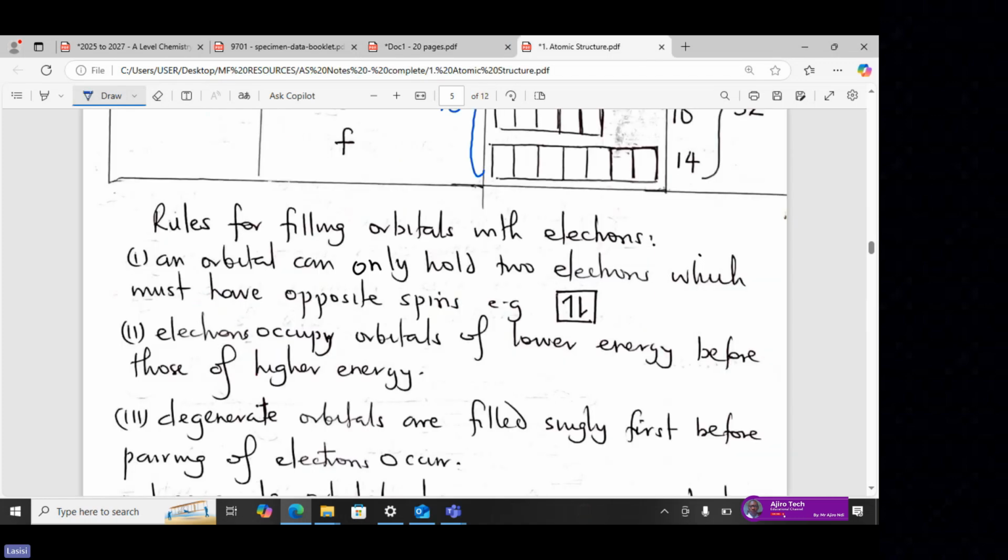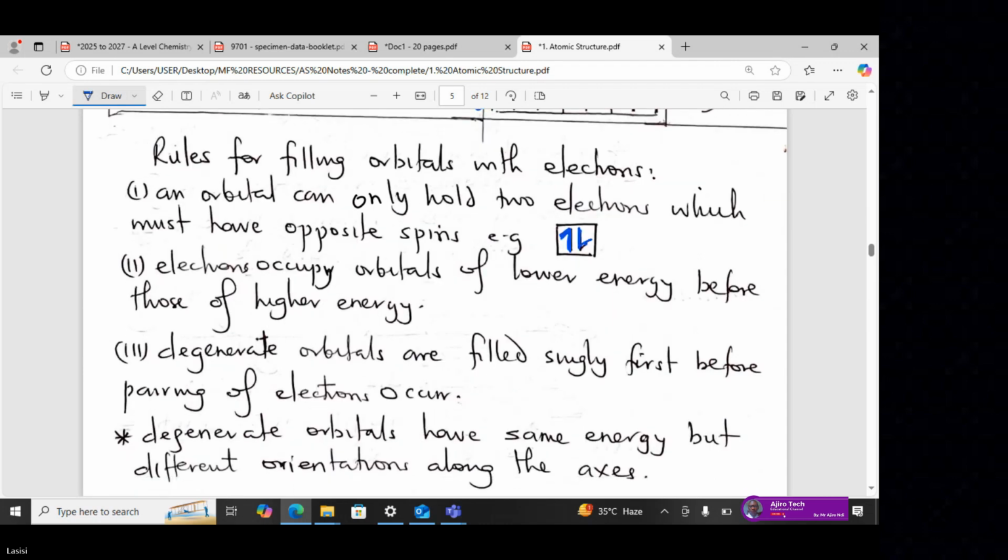I think it's in the note. Let me see if it's in the note. Oh, good. Can you read the 3 rules? Number 1, an orbital can only hold 2 electrons which must have opposite spins. One is rotating clockwise, the other is rotating anti-clockwise. Is that okay? It cannot hold more than 2 electrons. Number 2, electrons occupy orbitals of lower energy before those of higher energy. Number 3, degenerate orbitals are filled singly first before pairing of electrons occurs.